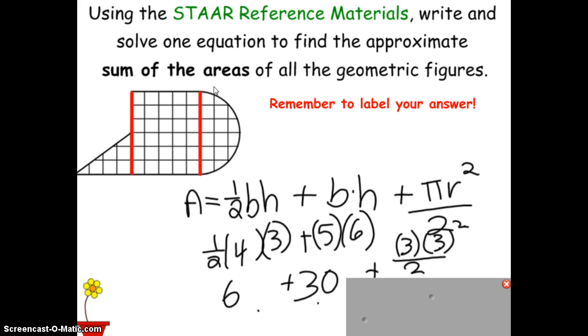My circle has a radius of 3. When I square 3, I get 9. I can take 9 times an approximation of pi and just use 3, which is 27. Since this is a semicircle, I will divide that by 2, and I get 13.5. Your last step is to take all 3 of these areas and add them together to get the whole geometric figure.